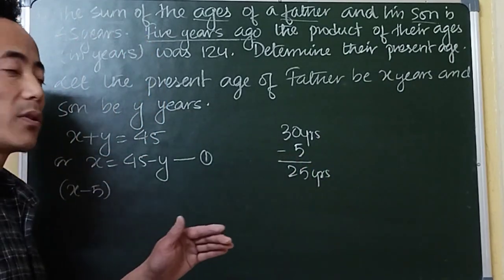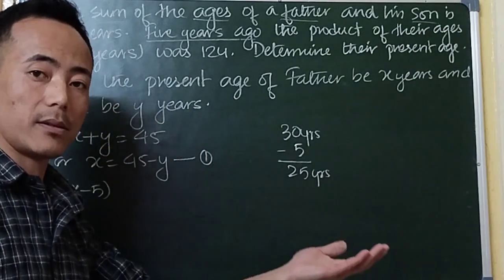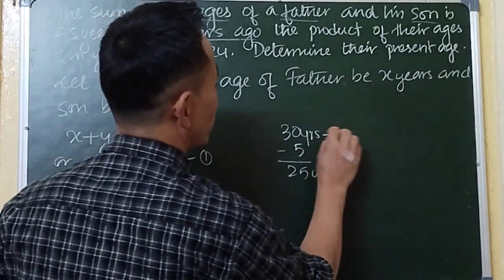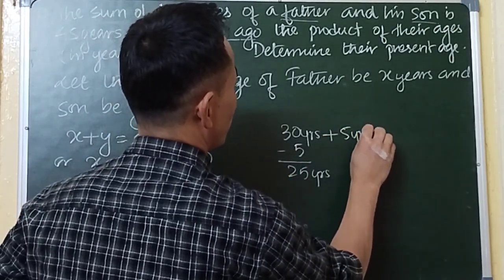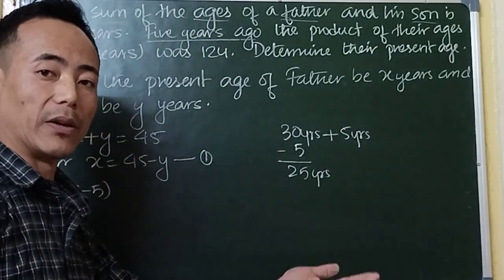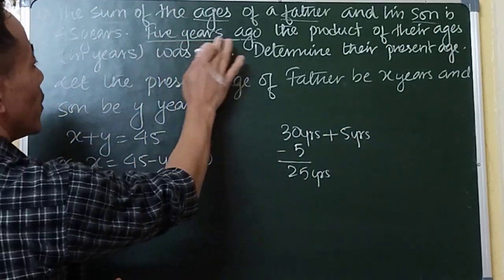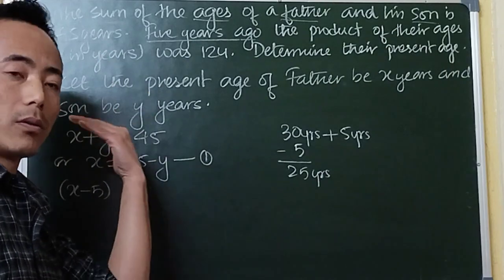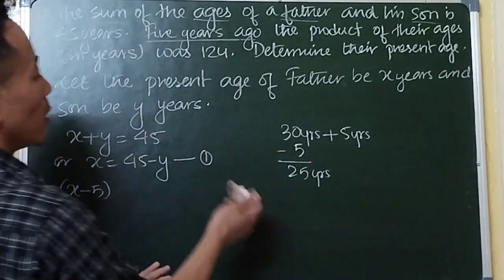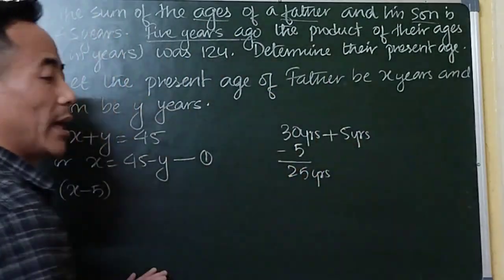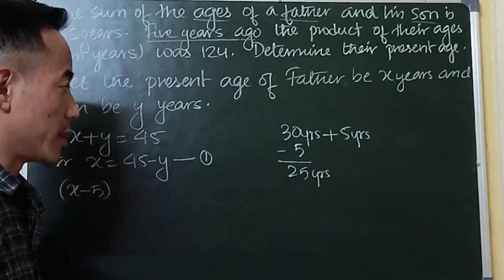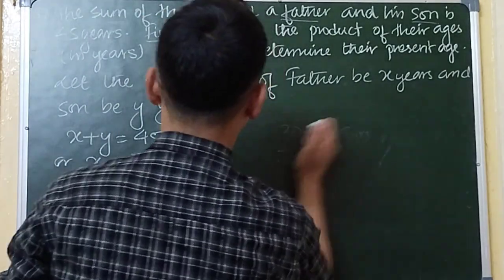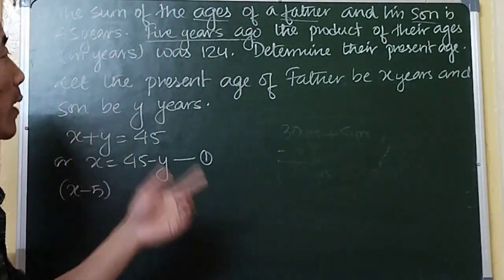Okay. If the question says 5 years hence, meaning afterwards, then the age will increase by 5 years, so it will become 35 years. Here the question says 5 years ago. That means 5 years before, not after. Before, the age will be less; after, the age will be more compared to the present age. So we are talking about the age before 5 years.